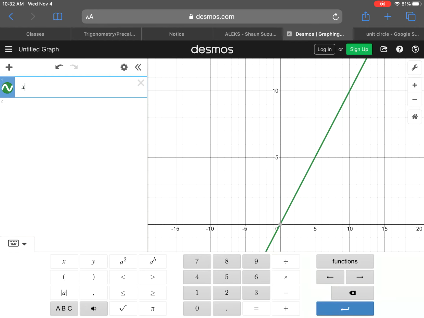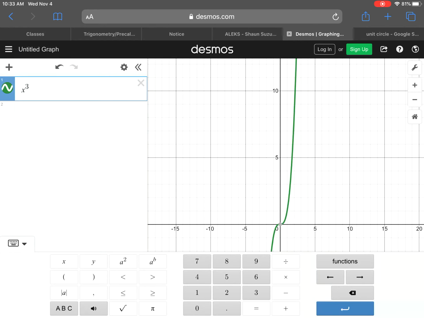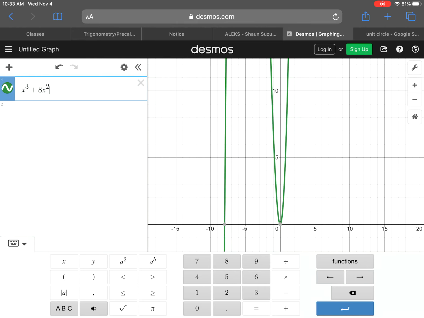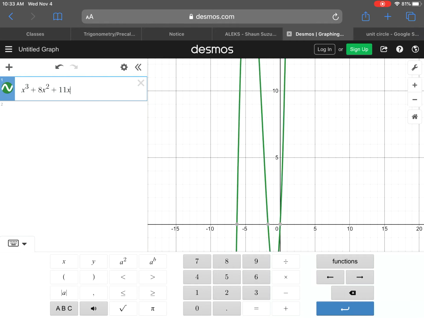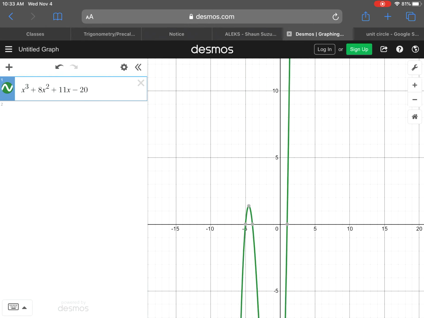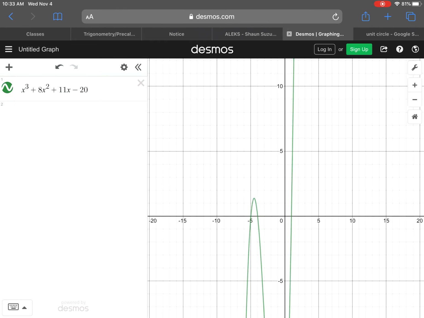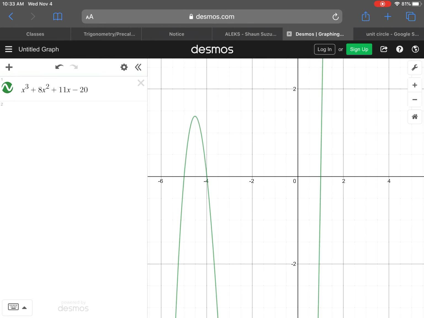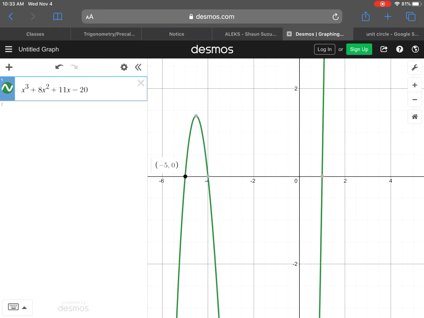Okay, so we're going to do x to the third plus 8x squared plus 11x minus 20. Okay. And so here our graph is. And the beauty of Desmos is you can zoom it in or zoom it out, but we can go ahead right here and click on those points and find all the zeros, -5, -4, and 1.